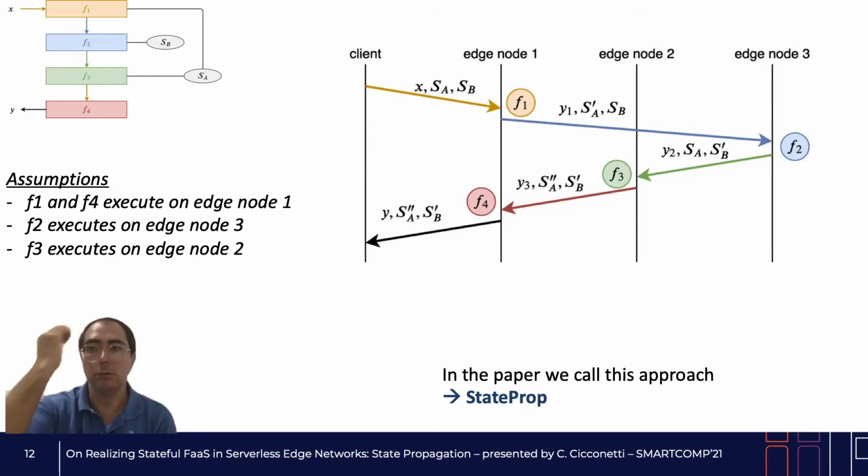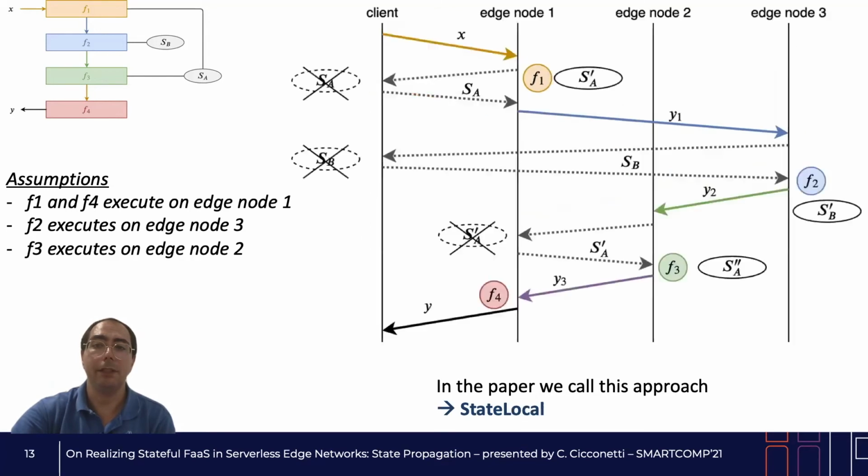In order to reduce this inefficiency, we have proposed a third and last approach described in the paper and called state local. With this approach, you only pass along the input arguments of the functions from one edge node to another. And then if the function called actually needs a given piece of state, it can request it from the previous owner. So when F1 is invoked by the client, since it needs SA, it requests it from the client.